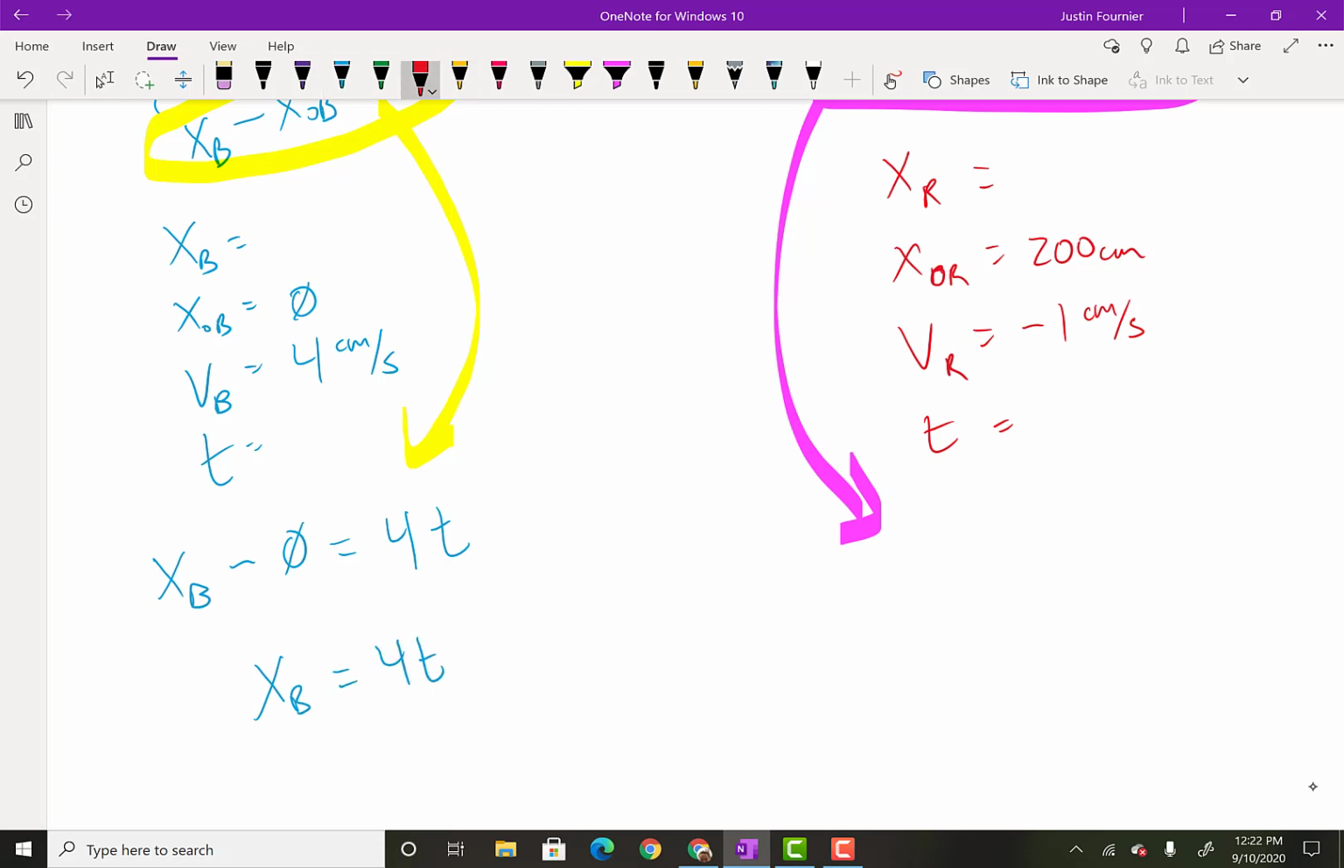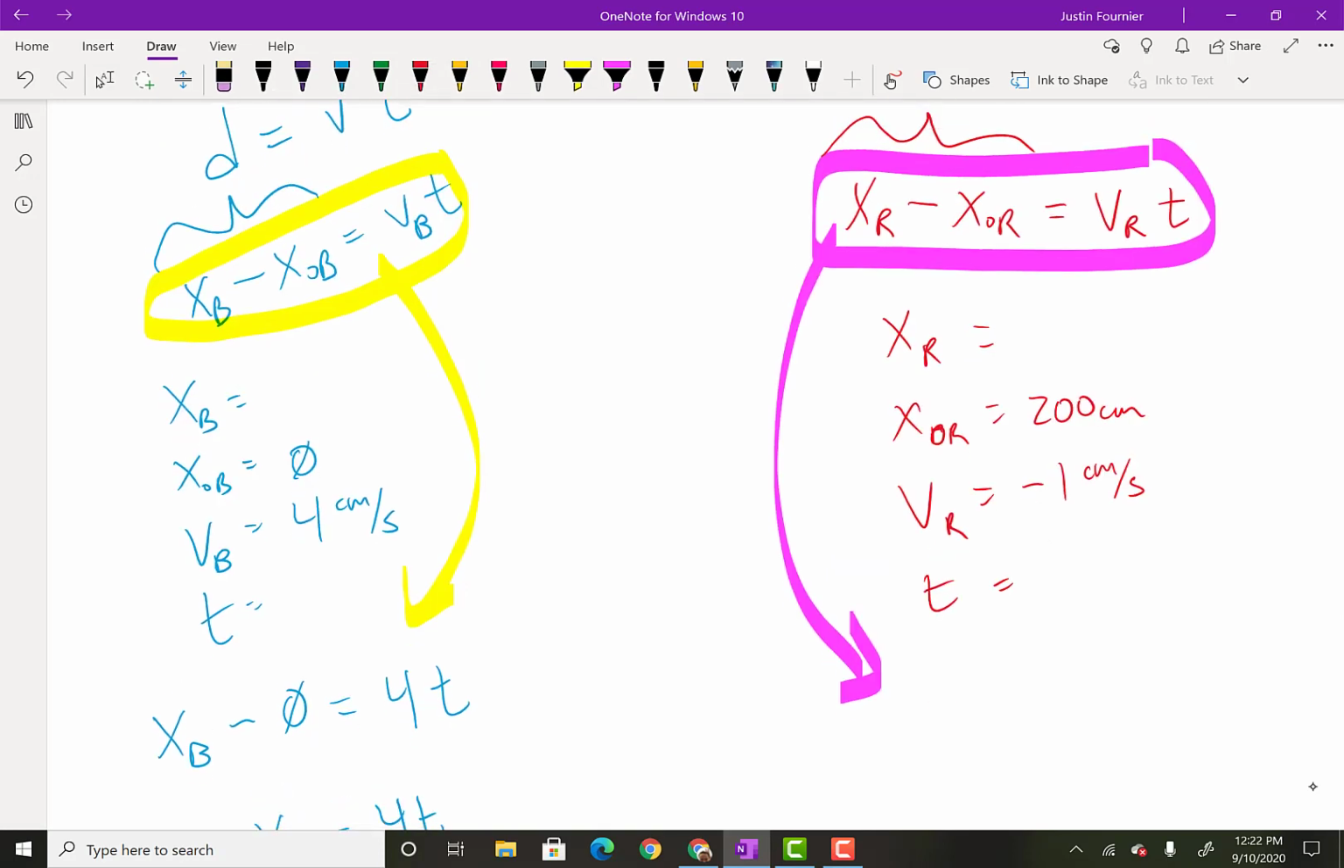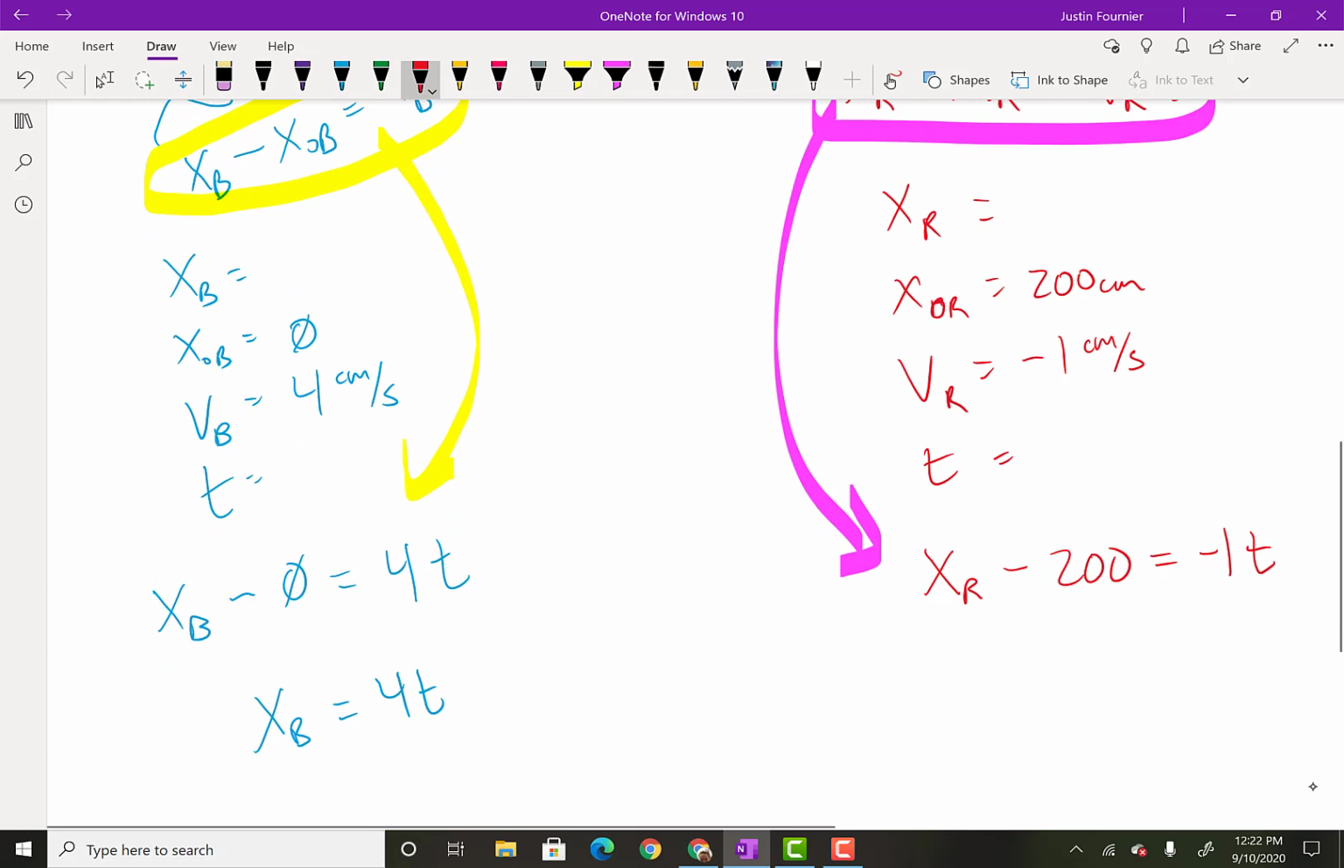And then for the red car, we got the final position. So using that equation again, it's the final position of the red car minus the initial position, which is 200 centimeters, equals the velocity of the red car, which is negative 1 centimeters per second, times the time. So again, I'm going to isolate the final position of the red car, and I'm going to add 200 to the right. So it's going to be 200 minus the time.